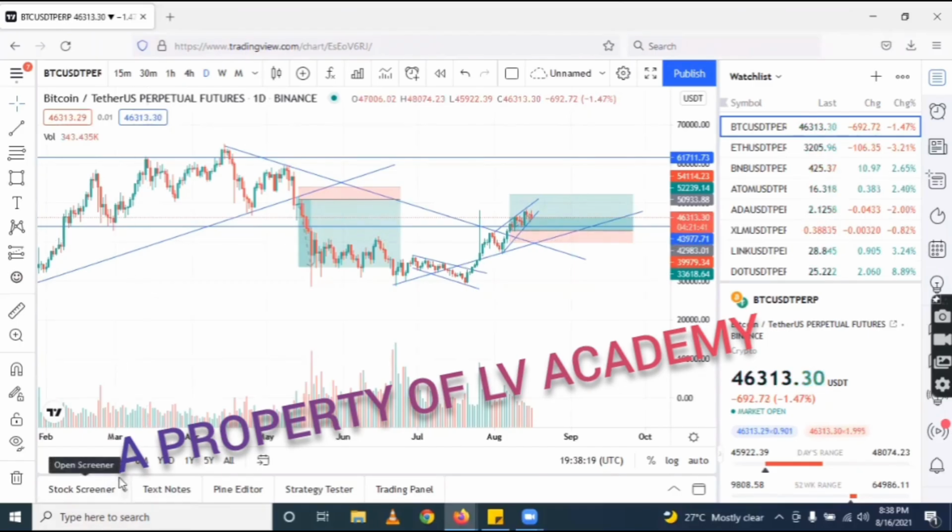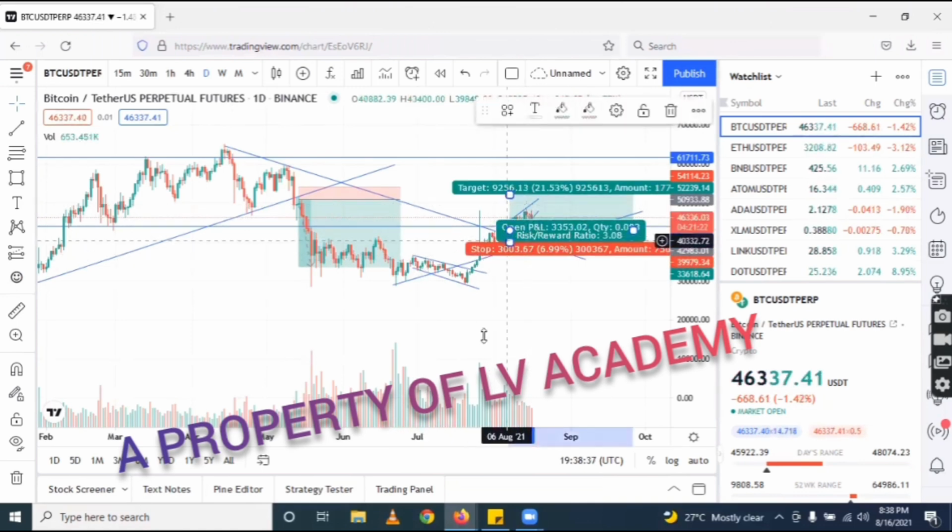So in summary, we have the upward trend line and the downward trend line. I already showed you that this is a downward trend line, this one. Then this is an upward trend line. This is also an upward trend line. This is a downward trend line. This is also a downward trend line.